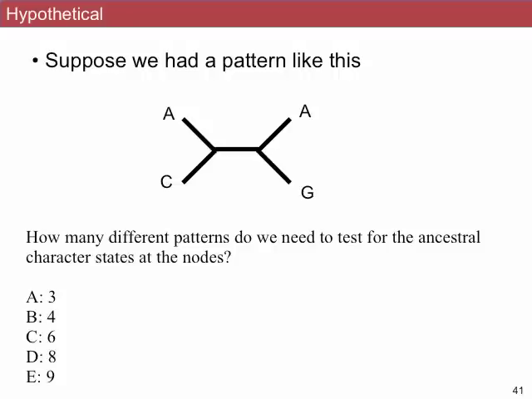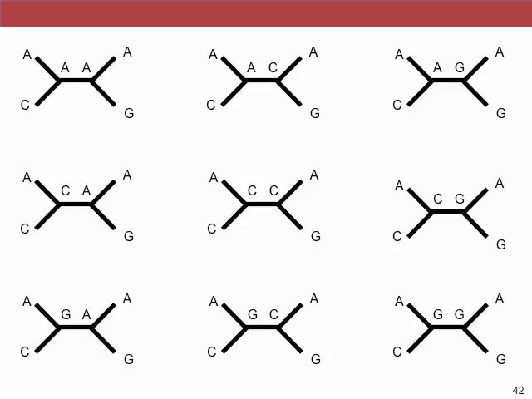Is there a mathematical way you can explain this? Maybe 3 squared. Yes, there are 3 character states, and there are 2 nodes. For node 1, it can be A, C, or G. And for node 2, it can be A, C, or G. So we do 3 times 3, and we get 9 possible character states for the ancestral nodes there. It's multiplicative, so it's 3 squared.